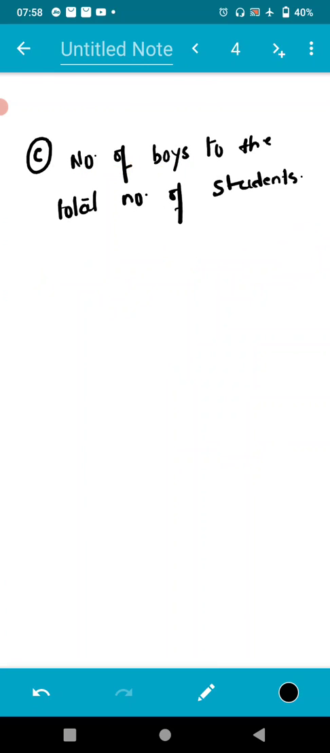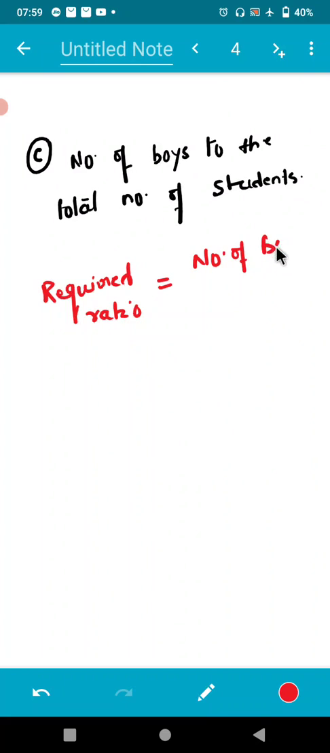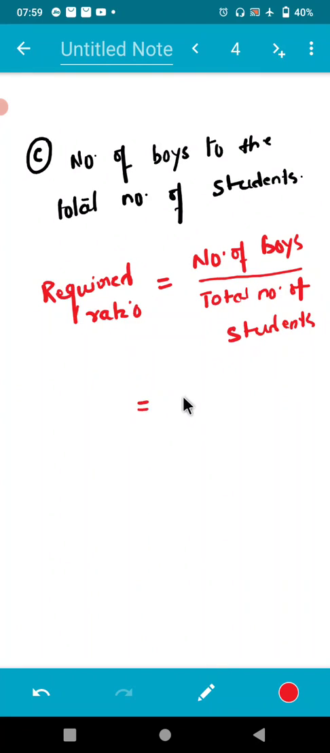Now let's move on to the last sum of today's session, sum C of question number 10. We have to find the ratio of number of boys to the total number of students. Very easy. The required ratio would be equal to number of boys by total number of students. Now we'll put the values: number of boys is 2020.